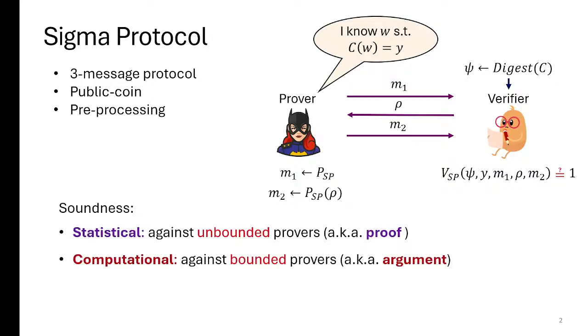Importantly, we have 2 different notions of soundness. The first is statistical soundness, which I'll call a proof, which is soundness against unbounded provers. And the second is computational soundness, which I'll call an argument, which is against polynomially bounded adversaries.